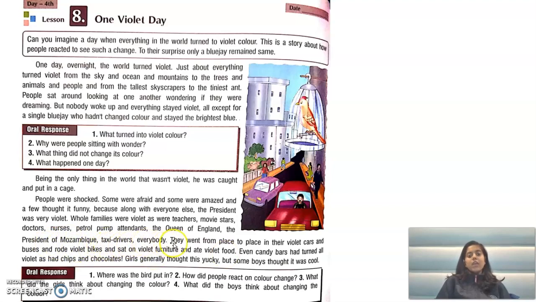Taxi drivers, everybody. So everybody turned violet. All the people turned violet. All the things turned violet. Living or non-living, everything turned into a violet thing. They went from place to place in their violet cars. So all the people were traveling in their violet cars because the cars also became violet. And buses and rode violet bikes and sat on violet furniture. So people were traveling in violet cars.